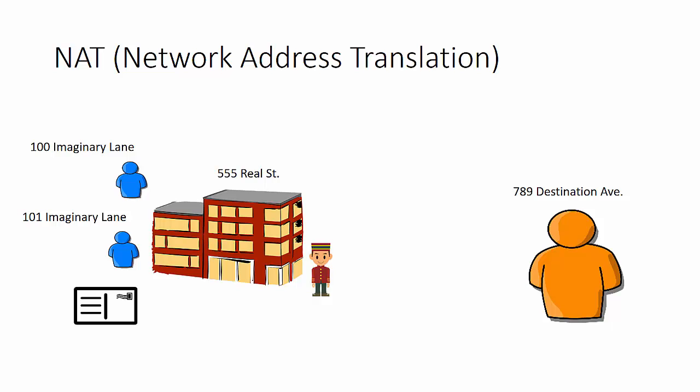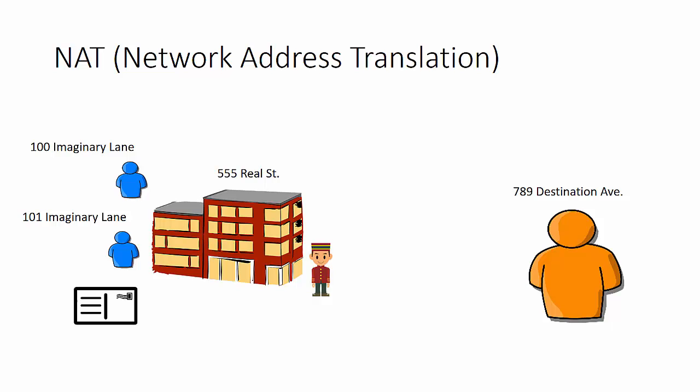And then your friend at Destination Avenue gets your postcard, sees your address is 555 Real Street, and then sends it back to you. And then when it arrives, the doorman looks at your postcard and goes, aha, this is my friend who lives at 101 Imaginary Lane, and again changes the address from Real Street back to 101 Imaginary Lane, and then passes the postcard on to you. You were completely oblivious to this whole thing. The doorman was doing all of this managing for you.